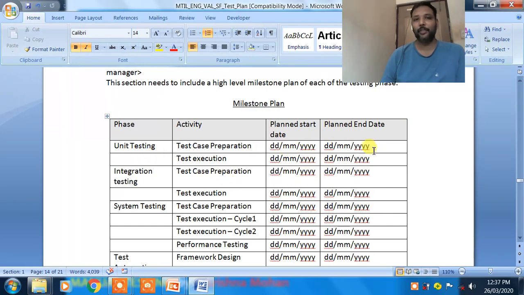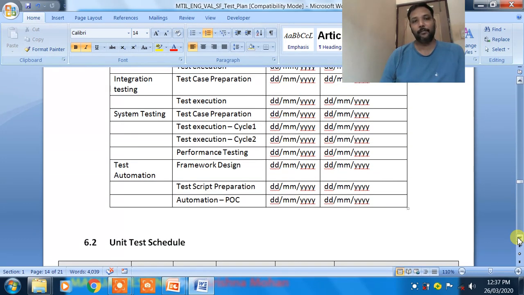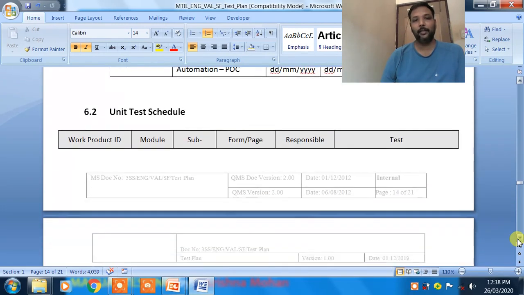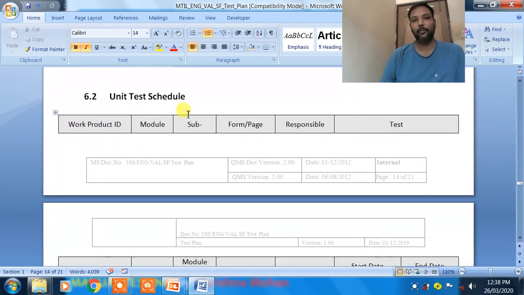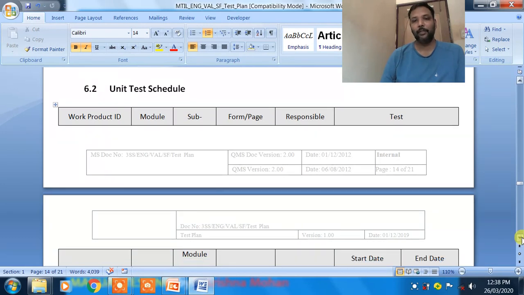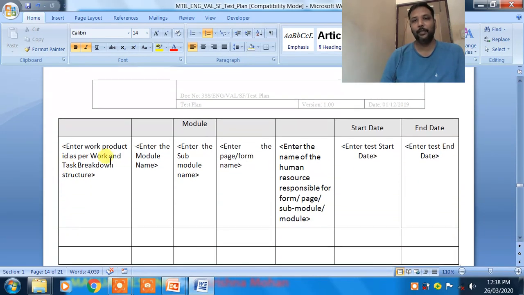For unit testing, which dates to which date; for execution, which date to which date; integration, what are the dates; for system, for three cycles it has been given over here, and automation, framework design, and all those things. Okay, high level will be done here. Then here the detailed scheduling is done: unit test schedule, when these unit test cases will actually be written. This is the detailed schedule.